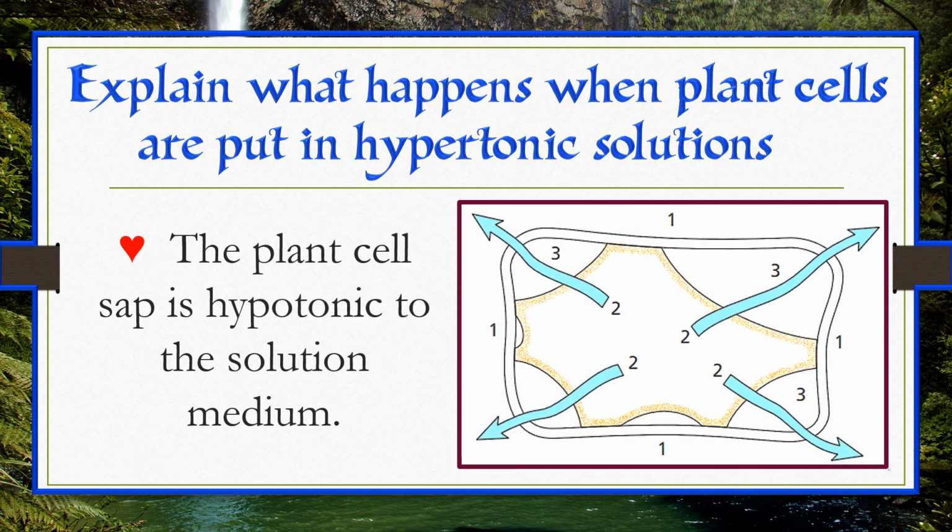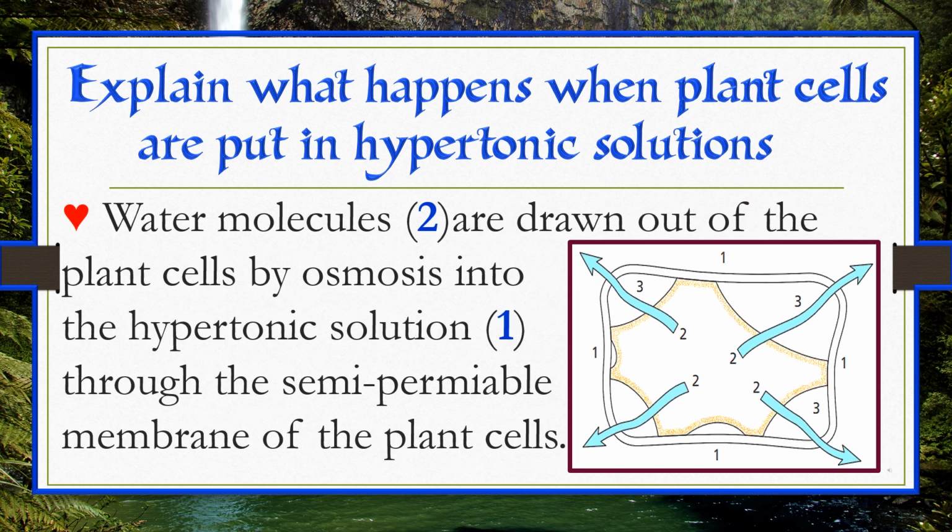The plant cell sap is hypotonic to the solution medium. Water molecules, shown by arrow 2, are drawn out of the plant cells by osmosis into the hypertonic solution, number 1, through the semi-permeable membrane of the plant cell.